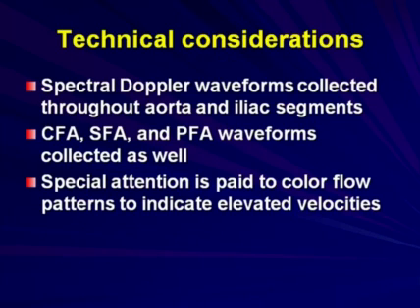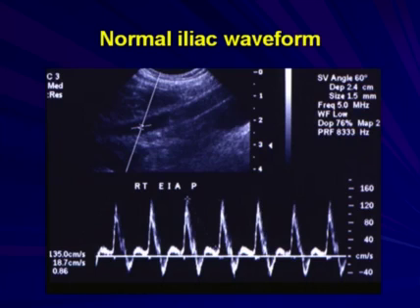Spectral waveforms are collected throughout the aorta and iliac segments, and then I normally would collect the runoff vessels of common femoral, SFA, and PFA origins as well. Special attention is then paid to color flow patterns, where you can see if there are elevated velocities that suggest a stenosis.